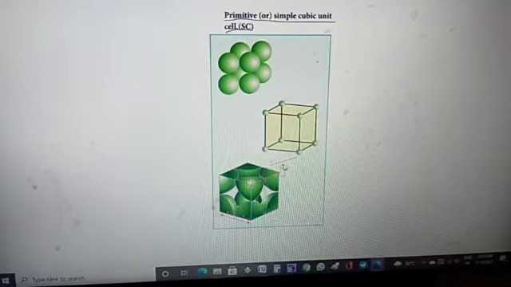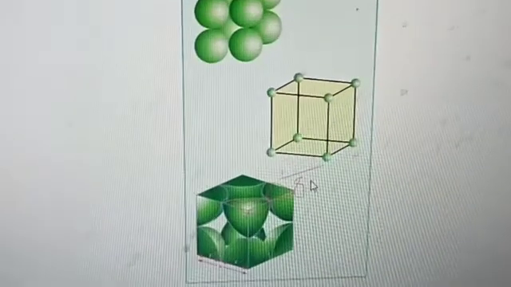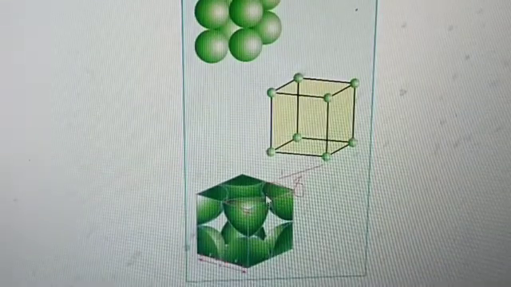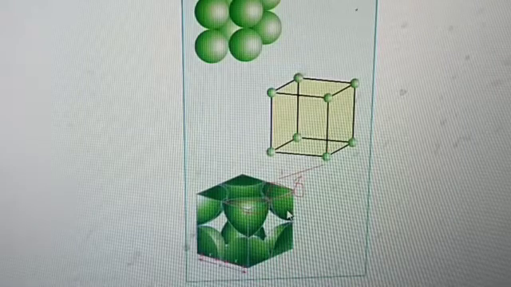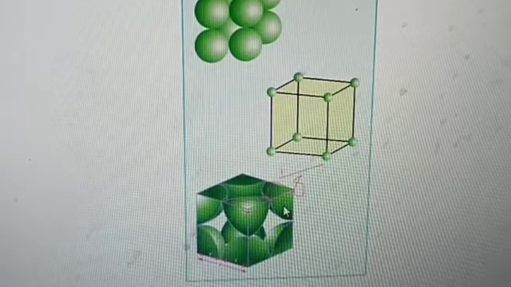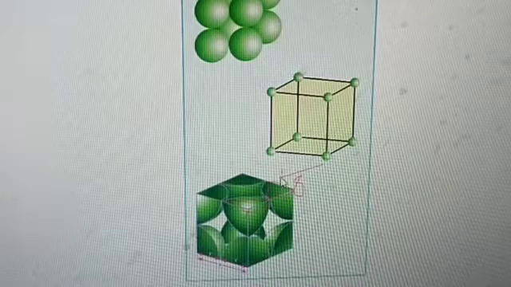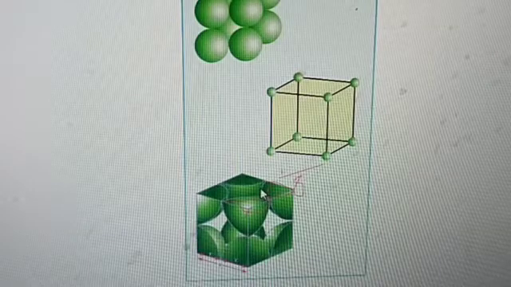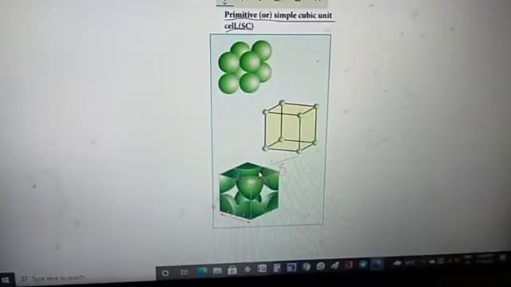Only 1/8 part of an atom belongs to a particular unit cell. Why did I tell you that? Because, see here, this is the structure of the atom. How much of the actual atom will belong to the particular unit cell? Only in the case of a primitive unit cell, only 1/8 part of the atom belongs to the particular unit cell.